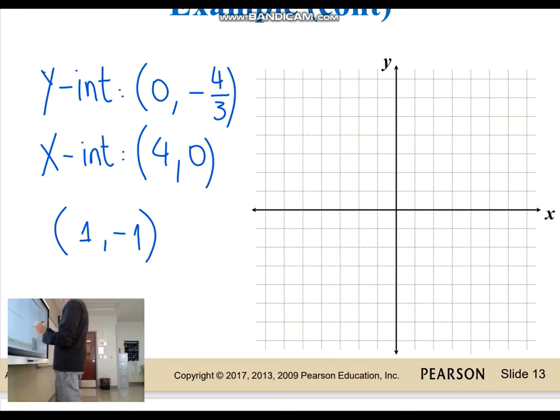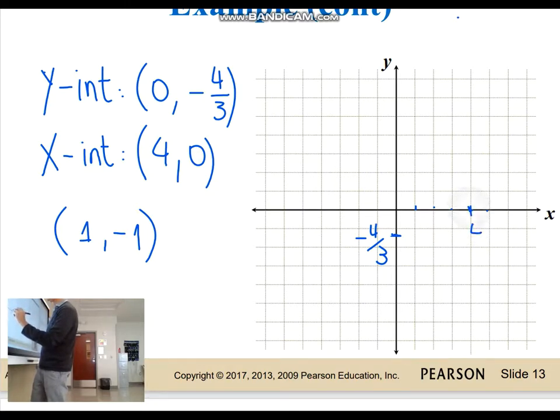Go to the graph, find the points. The y-intercept is going to be on the y-axis. Negative 4 over 3 is going to be here, 1 and 1/3, right? Kind of here, negative 4 over 3. Now trying to find the other points. The other intercept is the x-intercept, and I think it's going to be here: 1, 2, 3, 4, right? 4 and 0 right here.